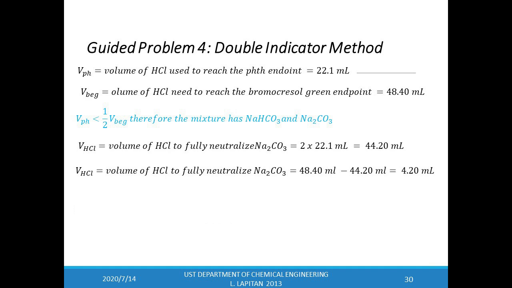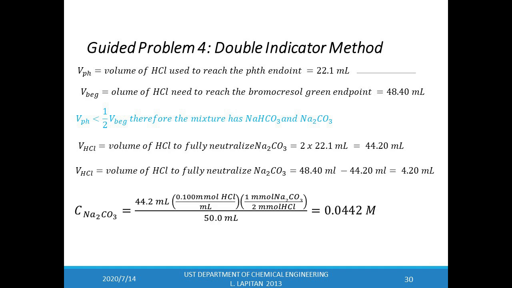We can now use stoichiometry to relate the volume of HCl to the moles of sodium carbonate as shown in the numerator of this equation. Take note that the reaction will require 2 millimoles of HCl per 1 millimole of sodium carbonate. Dividing this by the volume of the sample will give us the molar concentration of sodium carbonate to be 0.0442 molar.